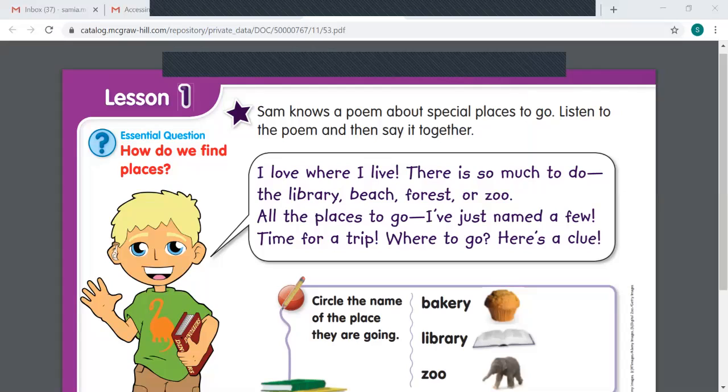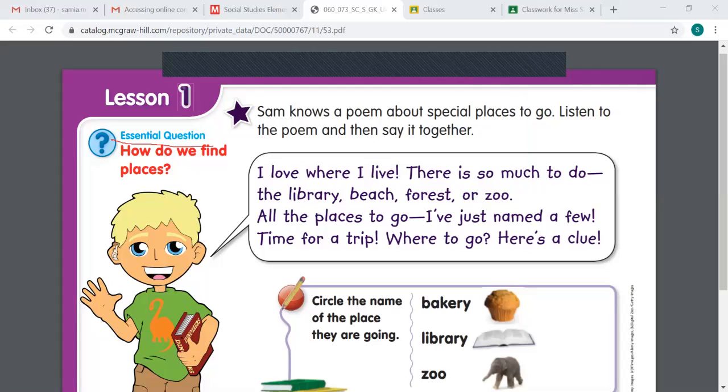We are on Unit 4, Lesson 1, and we are on page 60 of your social studies workbook. So open it up to page 60. Let's read our essential question. How do we find places? How do we find places? What can we use to help us find where places are? Well, there are many ways to find places, including using maps and globes.